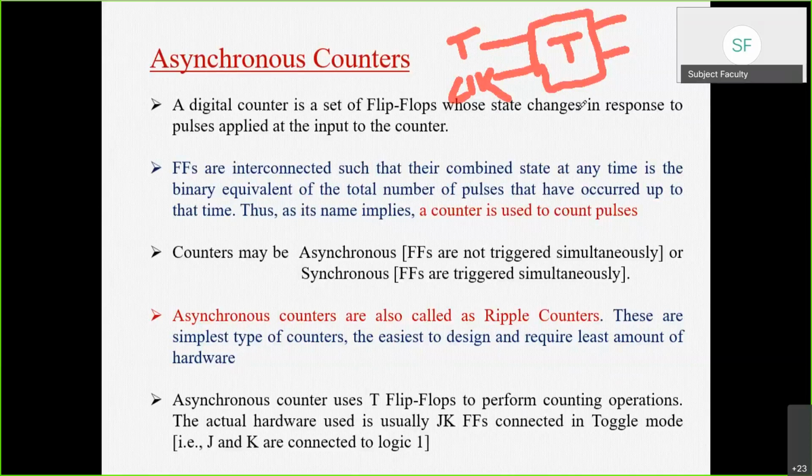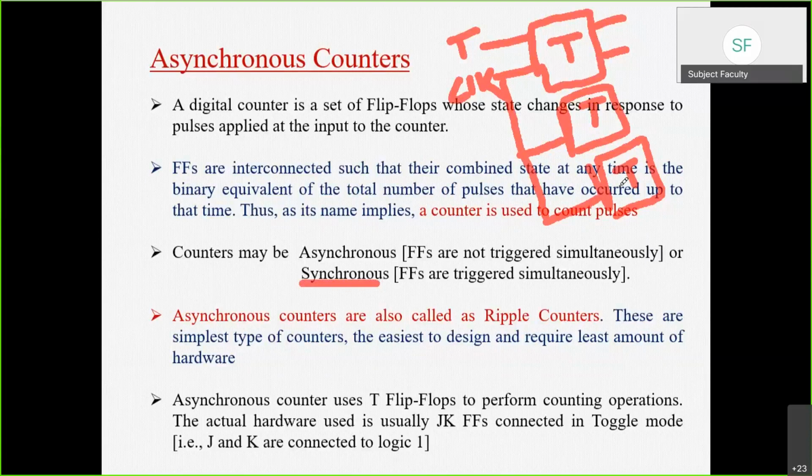So, for the sake of understanding, in my counter circuit I have used 3 T flip-flops. If you observe that the clock signal of all the 3 flip-flops are connected together, that means this counter will be a synchronous counter, right?